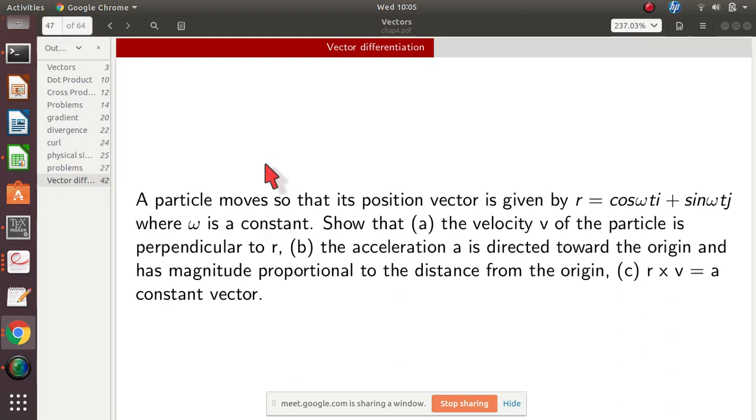Sir, one small question. For B, the minus omega square r is coming. That means the magnitude is proportional to the distance from the origin, which is r. Yes. And for A, the acceleration is directed towards the origin. For that part, what are we doing?